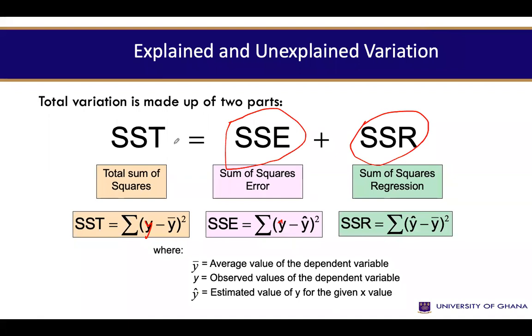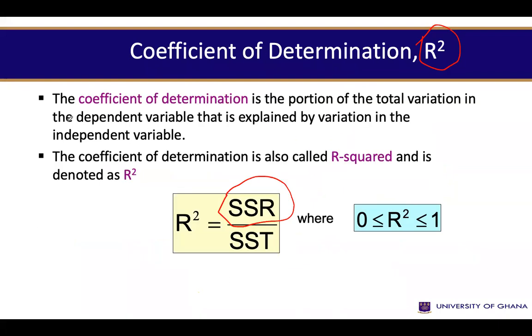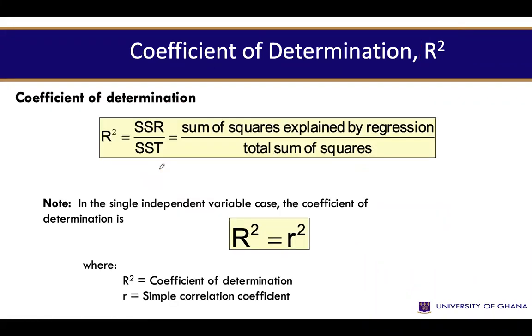Quickly, you can find the SSR by subtracting the SSE from the SST, right? And when you are done, you just divide the SSR by the SST to get the coefficient of determination. So the coefficient of determination is what we call the R squared. It is given as the sum of squares explained by the regression divided by the total sum of squares.